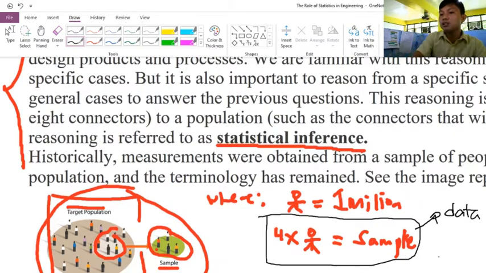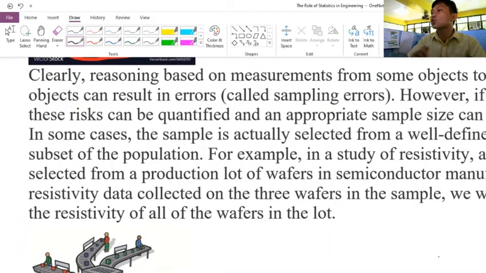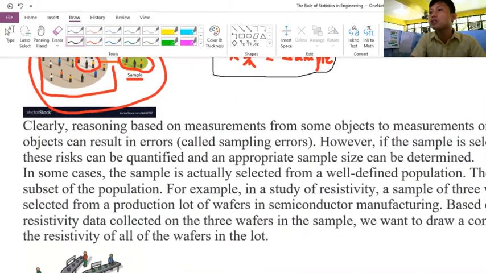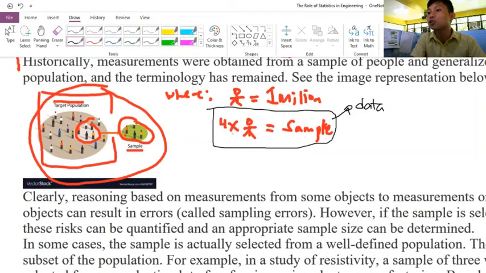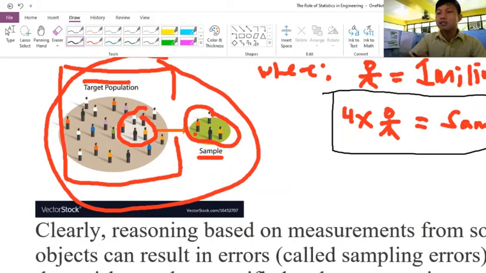Right? So, clearly, reasoning based on measurements from some objects to measurements of all objects can result in errors called sampling errors. So, sabi dito, reasoning based on measurements from some objects to measurement on all objects can result in errors called sampling errors. So, what does it mean? So, sampling errors is like this. So, di ba? Napapansin niyo, yellow yung shirt niya.